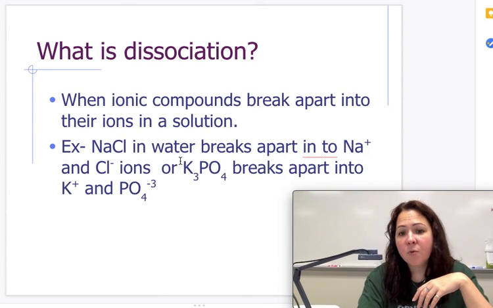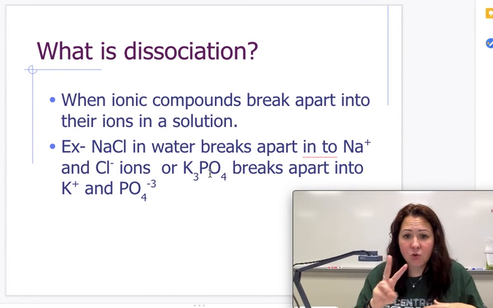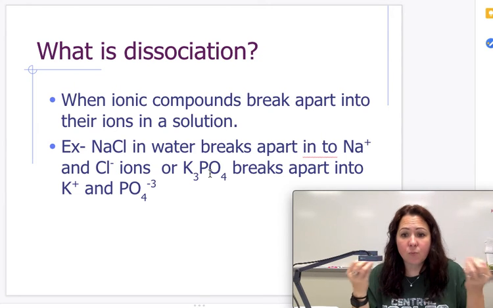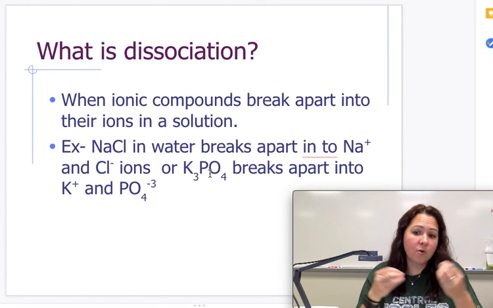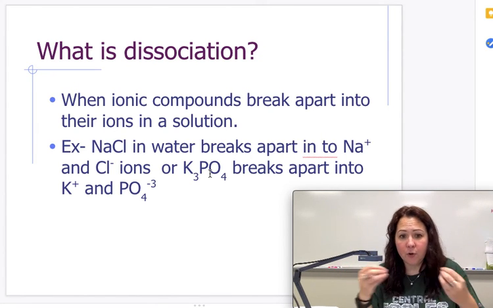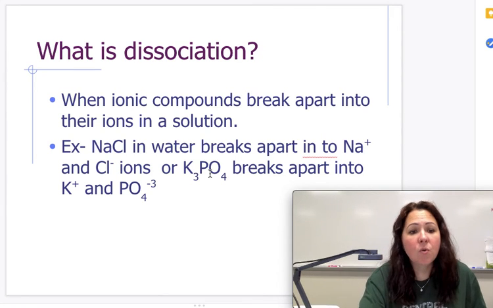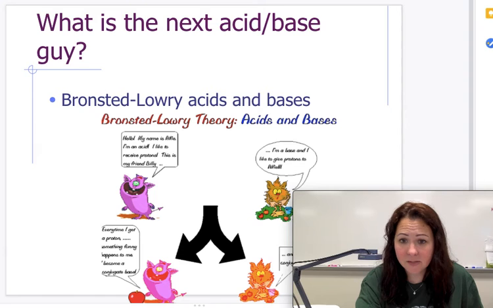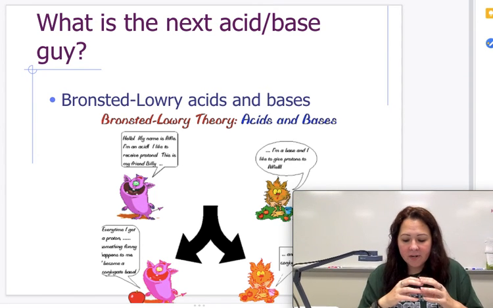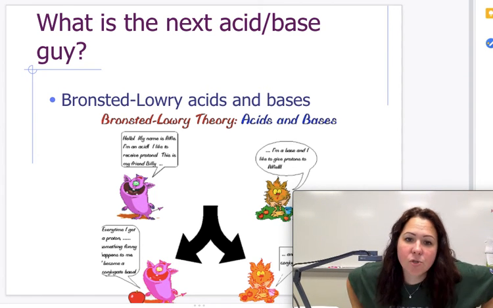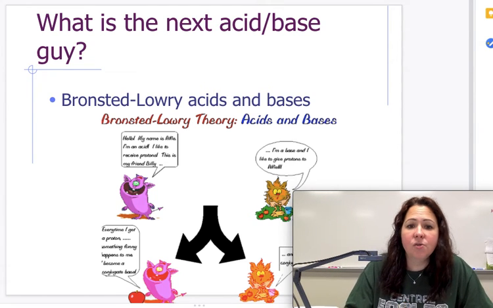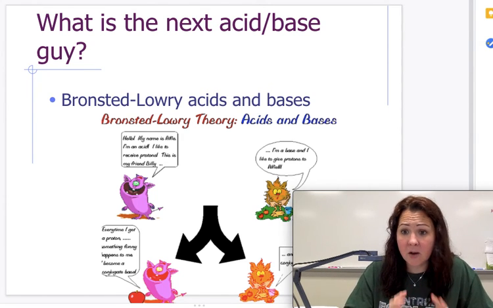Same thing happens here with your potassium phosphate. Potassium phosphate breaks apart. The two ions that we have present are potassium and phosphate. Those two break apart into their ions, they go back together, break apart, go back together over and over and over. So they used this dissociation to look at acids and bases, and they wanted to see what's happening in the solution itself.